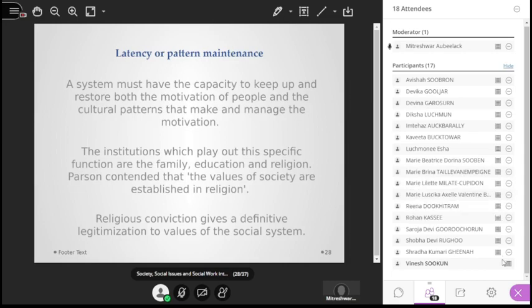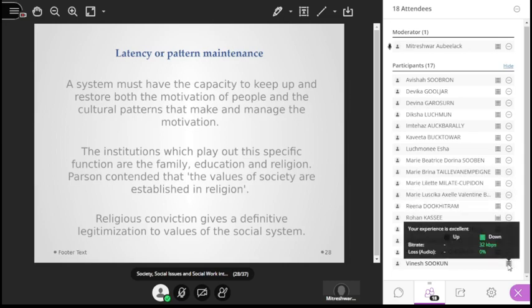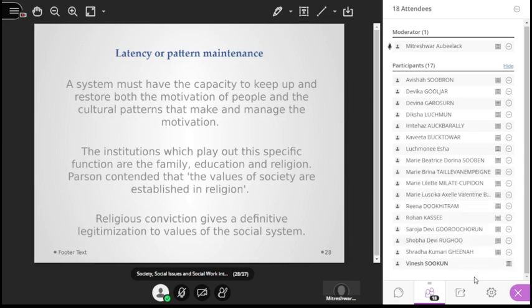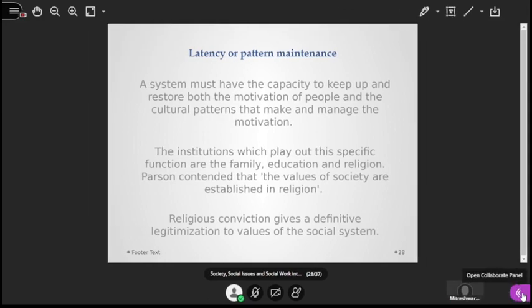Latency and pattern maintenance. The system must have the capacity to keep up and restore both the motivation of people and the cultural patterns that make and manage the motivation. The institutions which play out this specific function are the family, education, and religion. Paulson contended that the values of society are established in religion. Religious conviction gives a definitive legitimization to values of the social system.